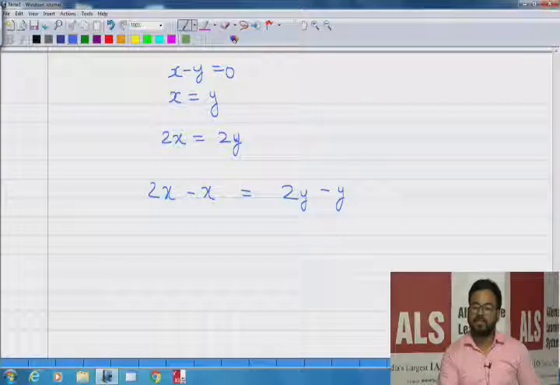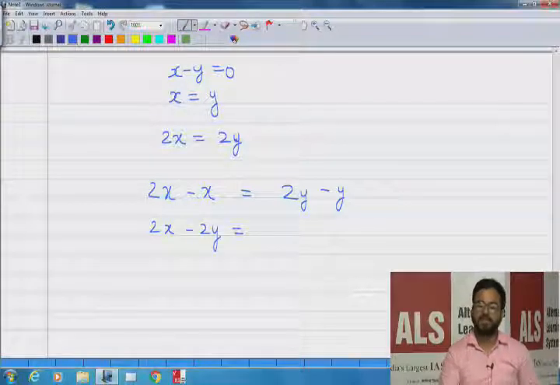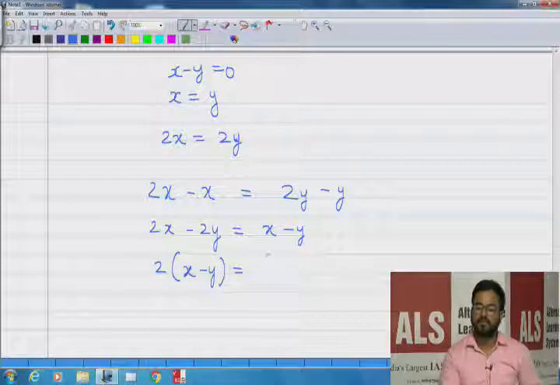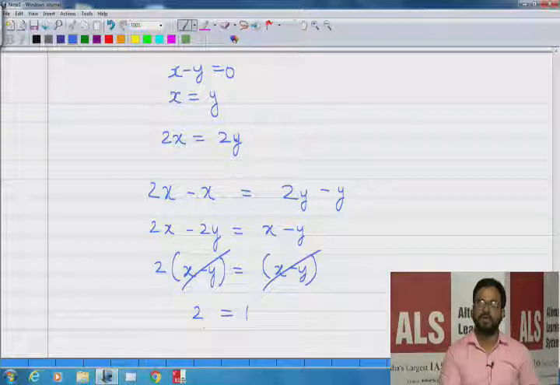Now take this 2y on the left hand side and this x on the right hand side. So minus x will become plus x. Take this 2 as common. This x minus y and x minus y will get cancelled out. So 2 is equal to 1.